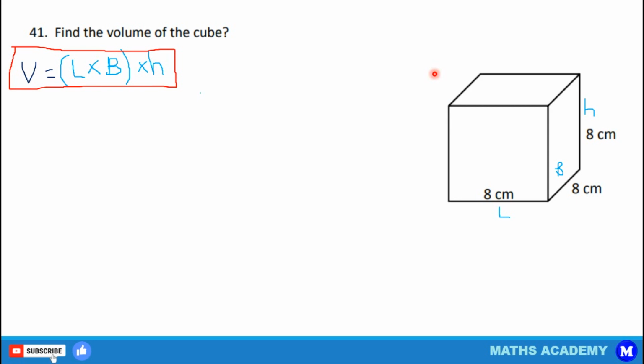Using the labels, that is the length, breadth and height, let's substitute the labels with the values and let's find the final answer that will come. So this will be the volume of this cube, that is 512 cubic centimeter. So I hope you understood it. With that, let's move on to the next slide.